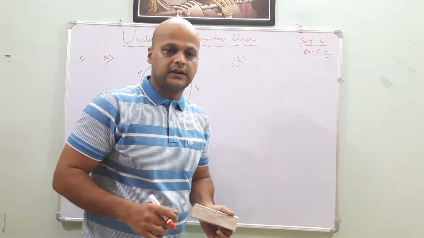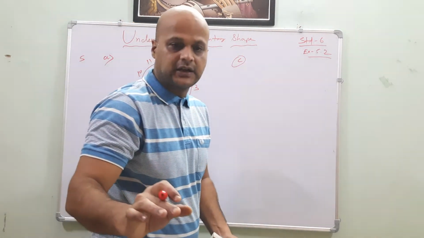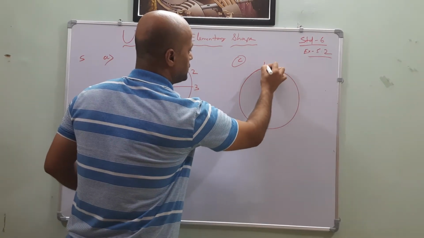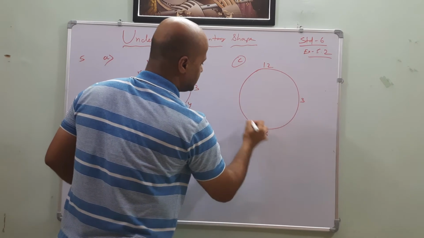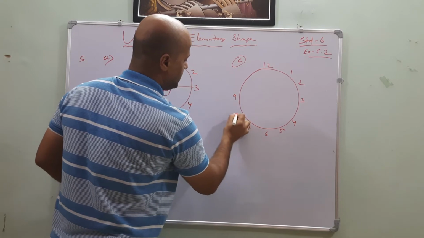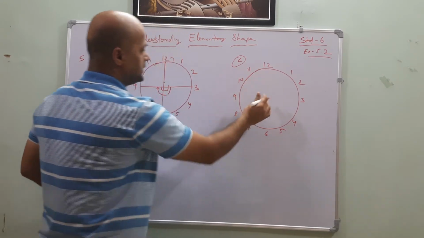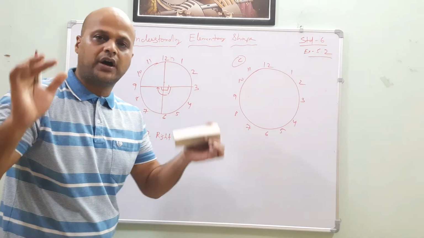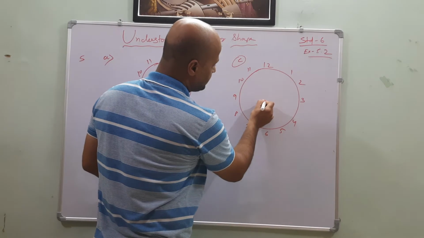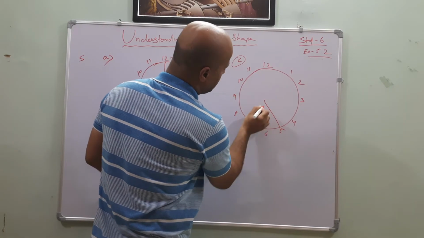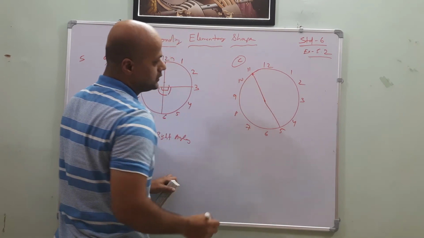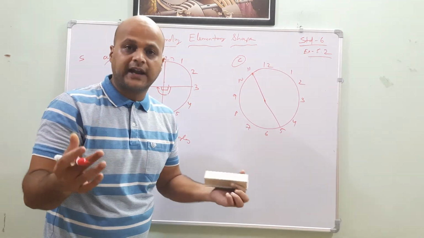Okay. Second, C point. C point is saying 5 to 11. Now draw it here. Again draw it. 12, 3, 6 and 9. 1, 2, 4, 5, 7, 8, 10, 11. These clocks you have to do with the help of the compass. Okay, so what is it saying? 5 to 11. 5 is here. This is the 5. And opposite side of 5 is which one? 11. Yes or no? So how many angles is it? How many right angles are there?